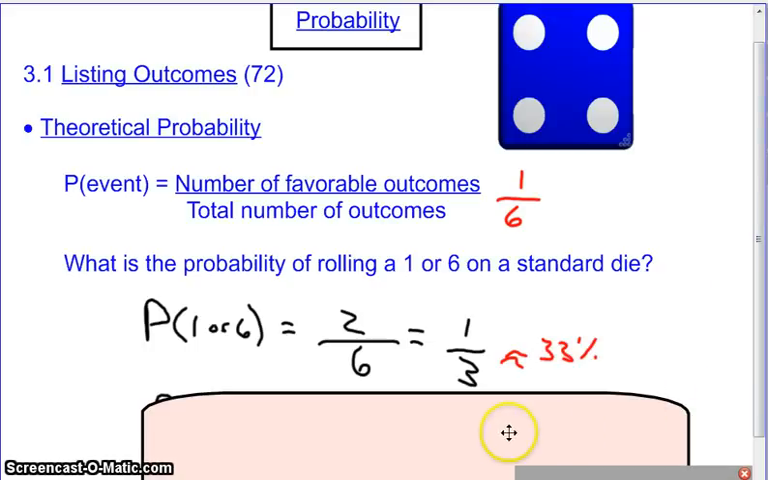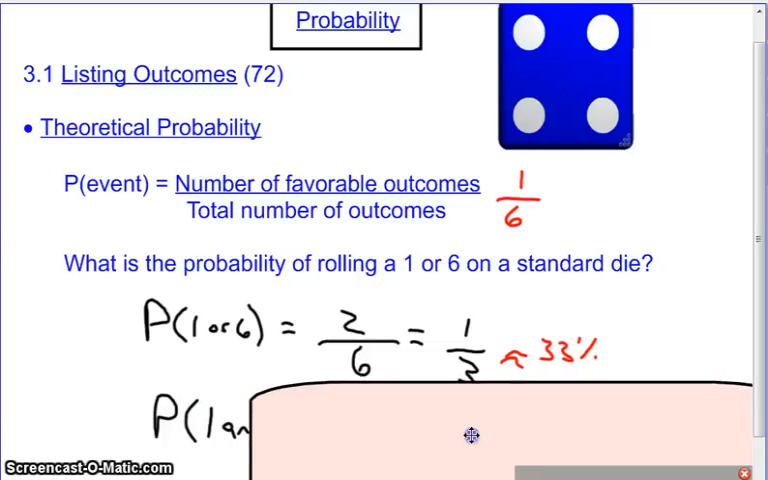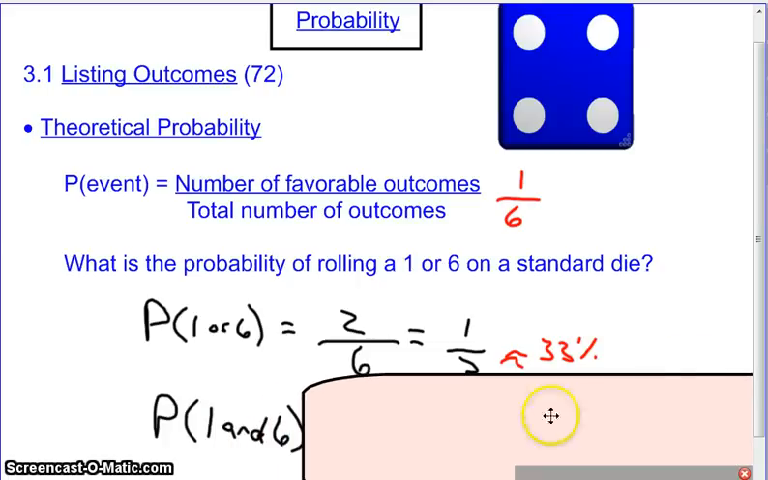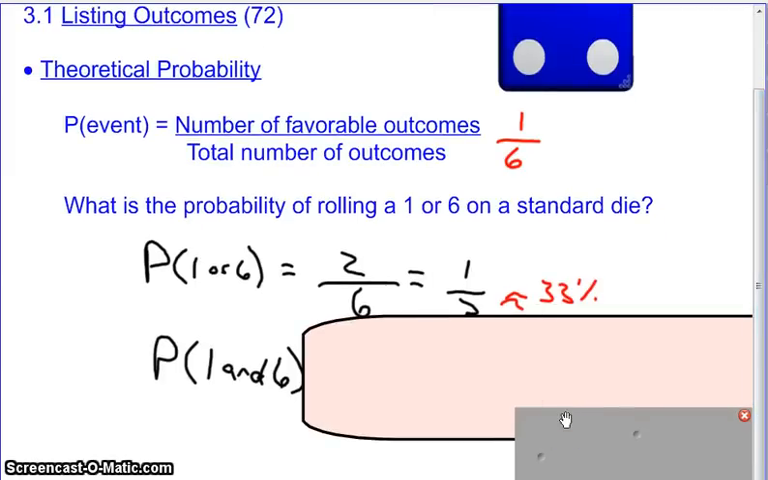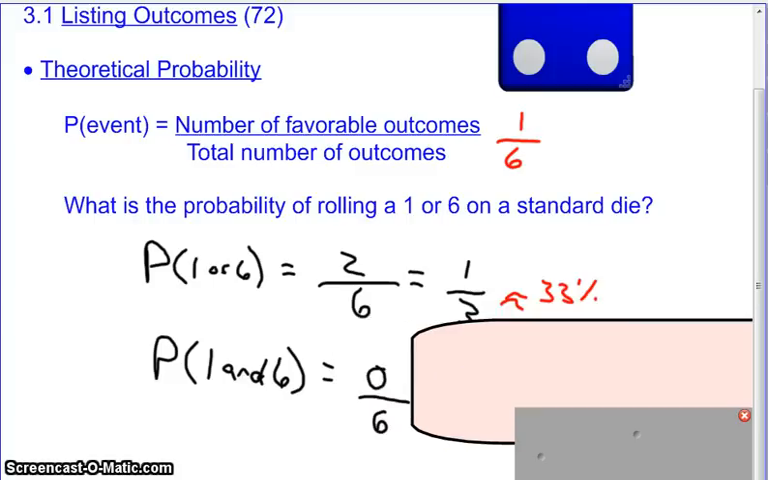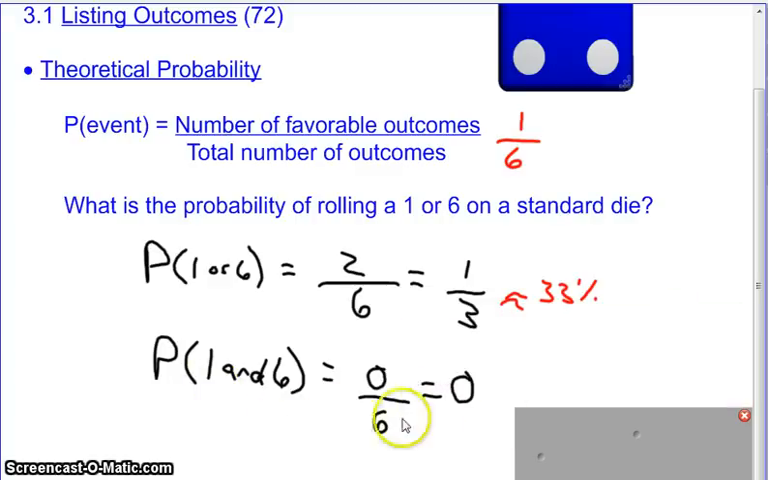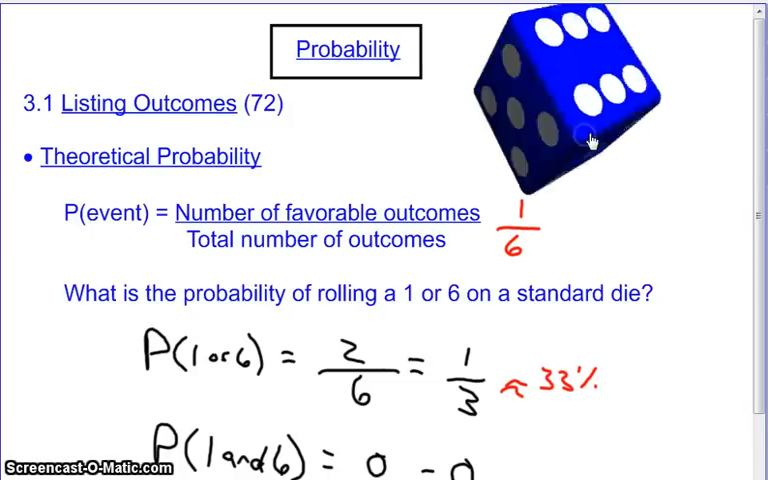So, one more question. How about this? What is the probability of rolling a 1 and a 6 on a single die? So, is it possible to roll a die and end up with a 1 and 6? No, it's not. So we would say that there's 0 out of 6 possible outcomes. 0 of them are a 1 and 6. So there is a 0% chance of rolling a 1 and 6 on a single die.